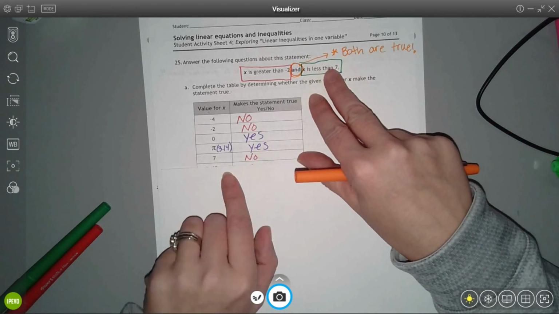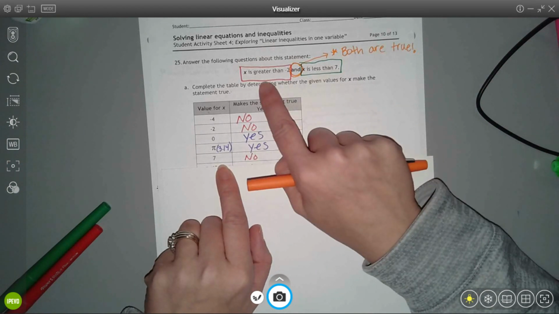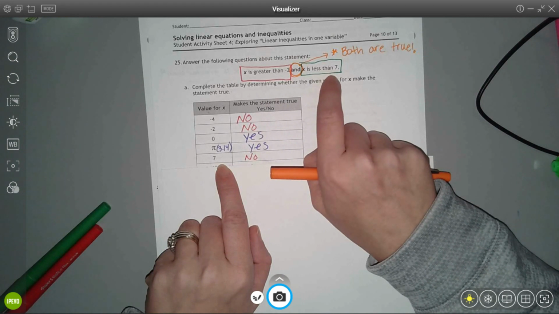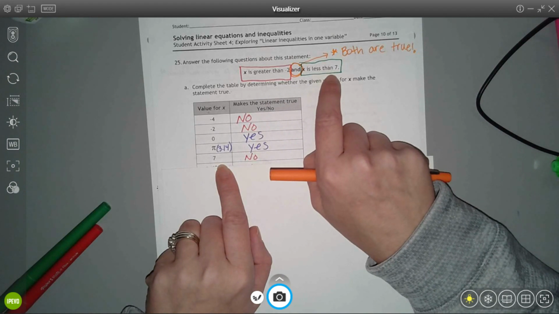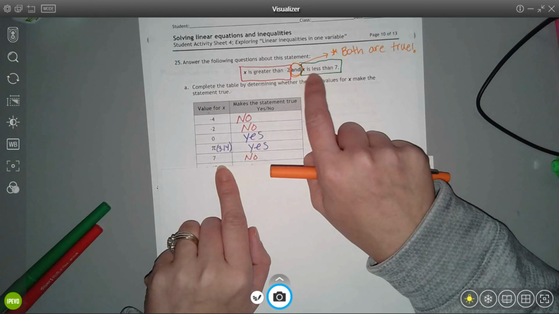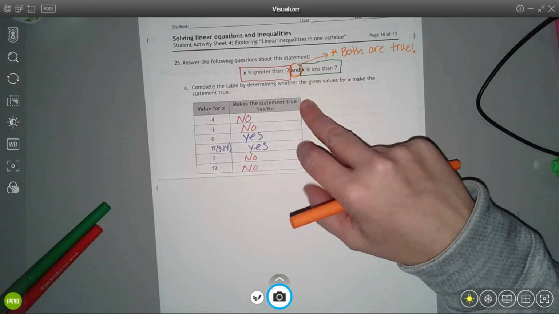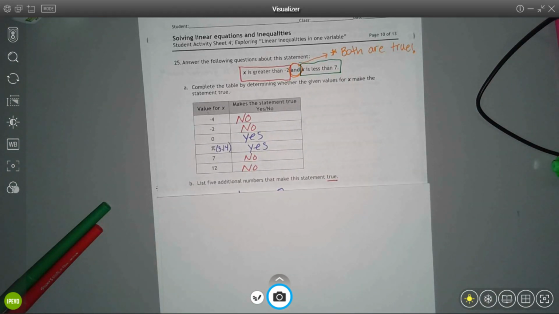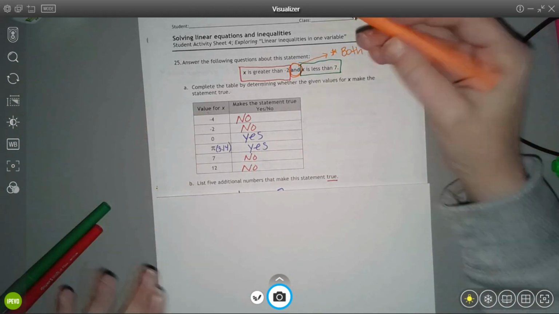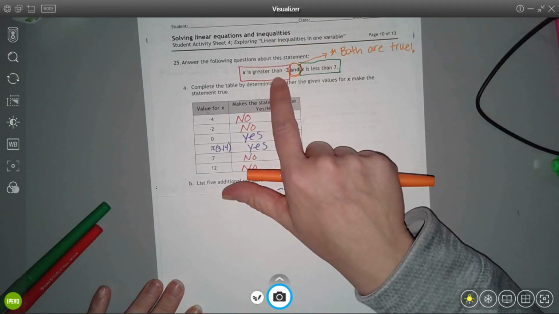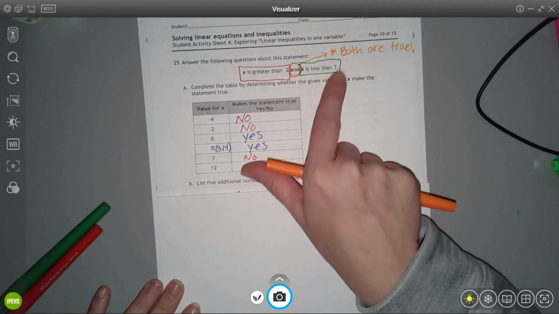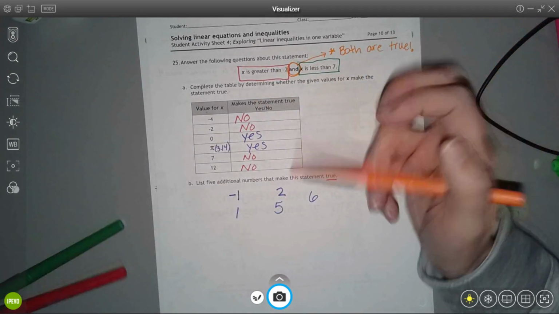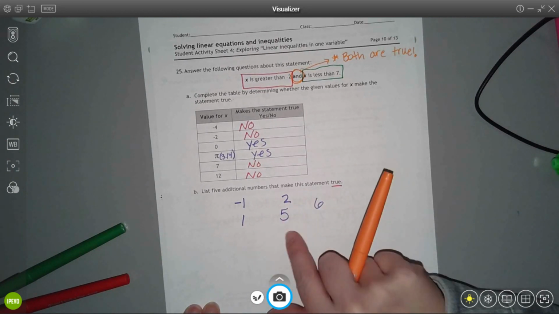The number 7. No, it may be greater than -2, but this says it has to be less than. If it said is less than or equal to, then it could be, but it says it's just less than 7, so no. And then 12. 12 is bigger than 7, so that won't work. Okay, listing 5 more numbers. Guys, so what I figured out is that my X has to fall in between -2 and 7. So I listed some numbers that weren't in here. That'd be -1, 1, 2, 5, and 6.